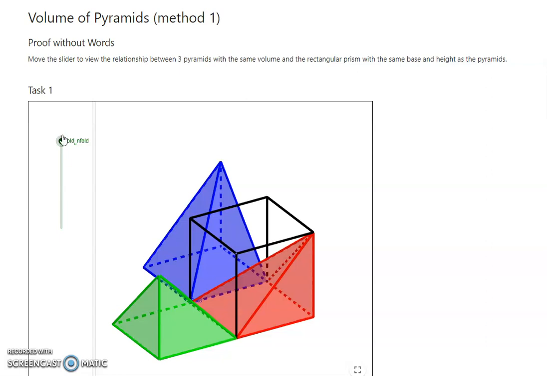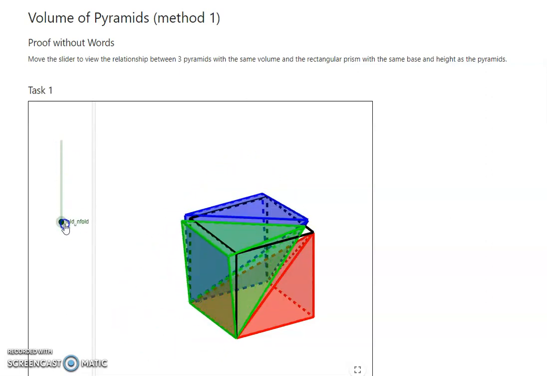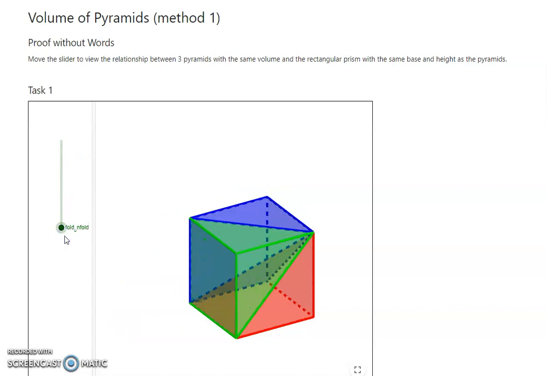So because of that, going back to our work with triangles, for example, where all the triangles had the same base and the same height, they all had the same area. Well, the same is true for these pyramids, because they have the same base, which is the square, and they have the same height. The 3 pyramids actually have the same volume. So the volume of a pyramid is a third of the volume of the cube.